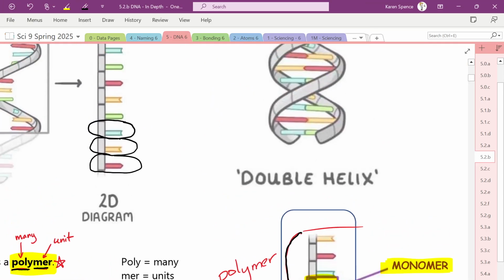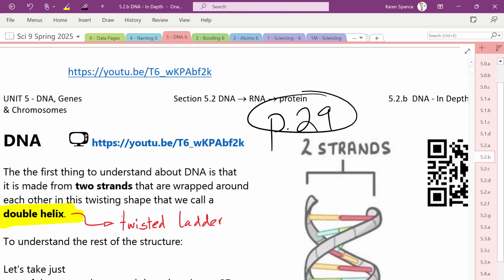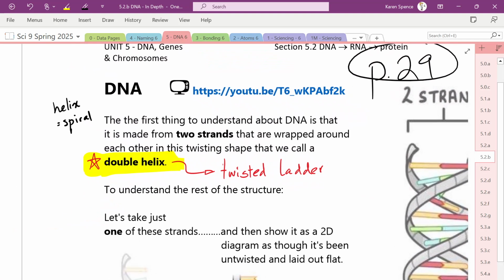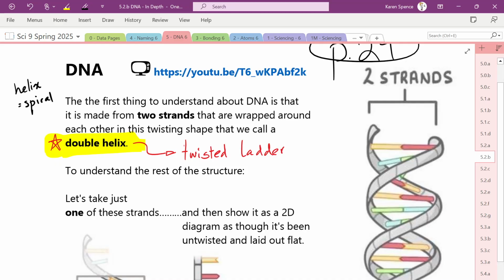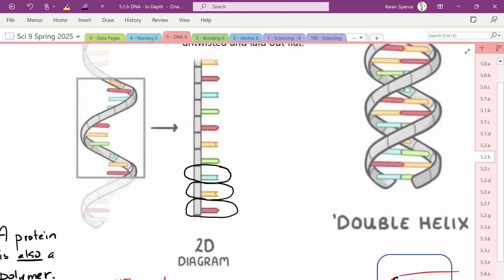Okay, so for the recording, quick recap. We have DNA. Its shape is a double helix. A helix is a spiral. The double helix is a twisted ladder. Here's one of the strands. It's made of many single units.